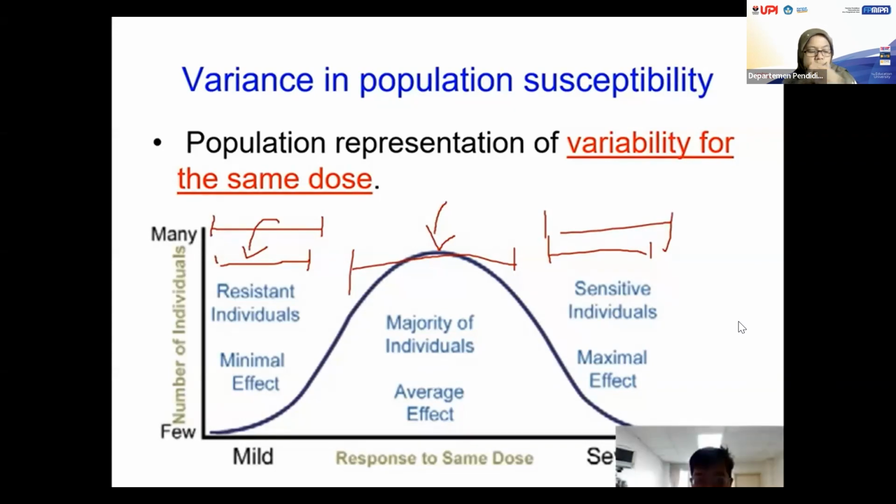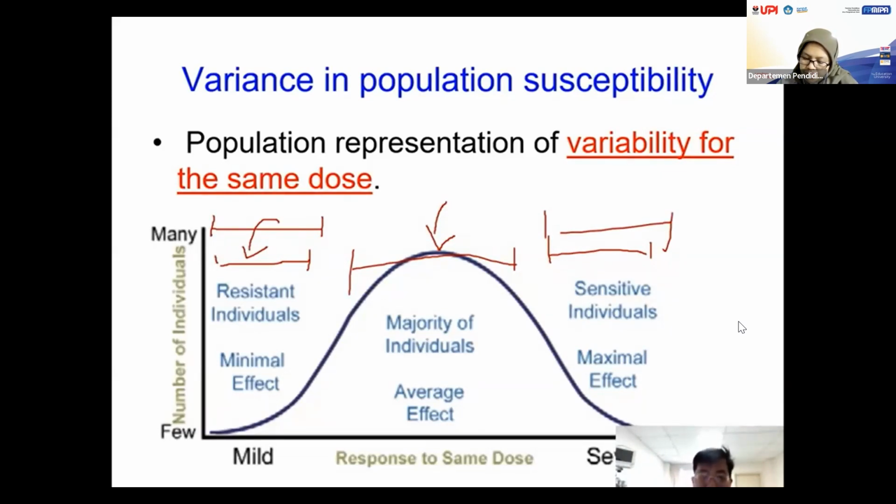This variation is very important in our survival, but it also causes a lot of problems, especially to people sensitive to toxic chemicals. When we want to design a policy, sometimes we have to consider sensitive individuals, but it also depends on many factors, for example economic factors or practicality. So this is something that has to be carefully implemented to ensure that the population is safe.